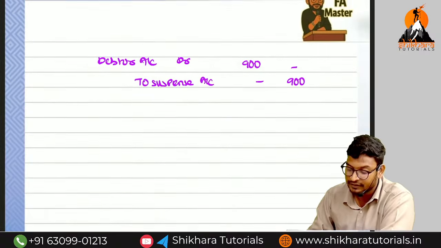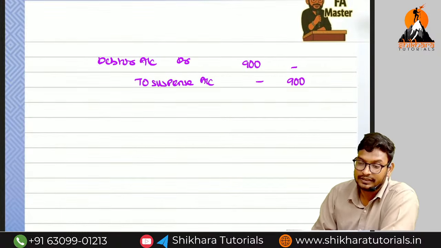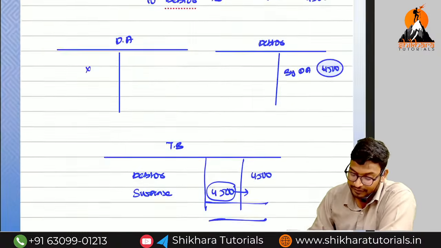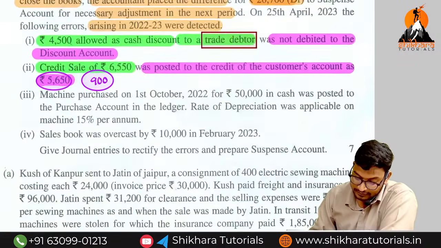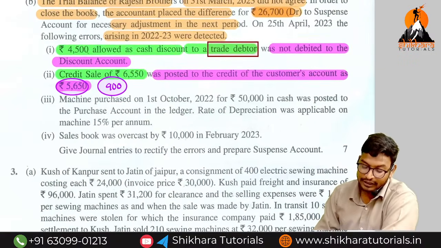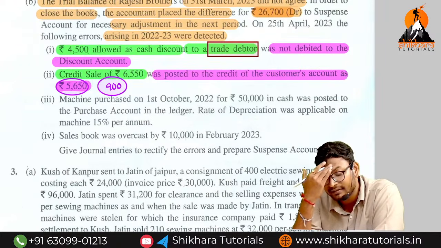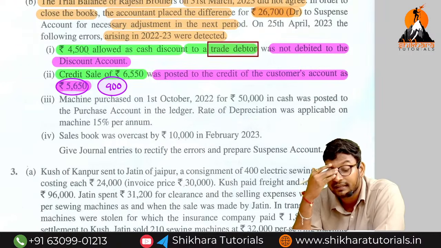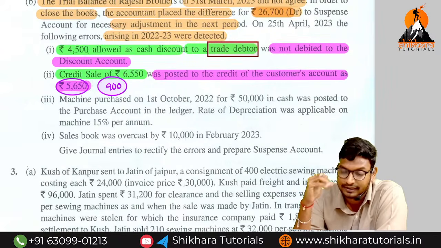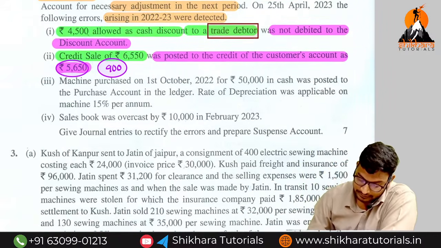Same as previously discussed in undercast, overcast. So undercast only. The debtor value, how much do they need to write? They need to write 6,550, but they have recorded only 5,650. Debtor has which balance? Debit balance. So increase means which side? Debit side. Opposite, what will we get? Suspense account. Undercast, overcast, please remember. Next one.